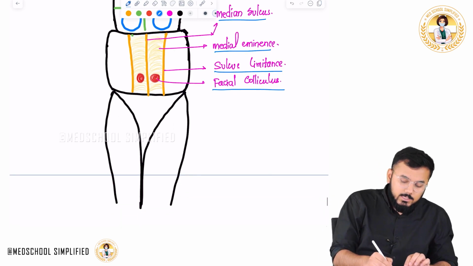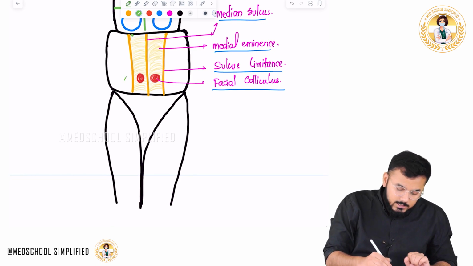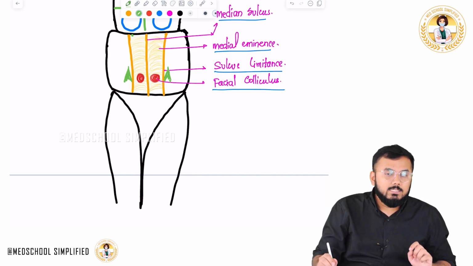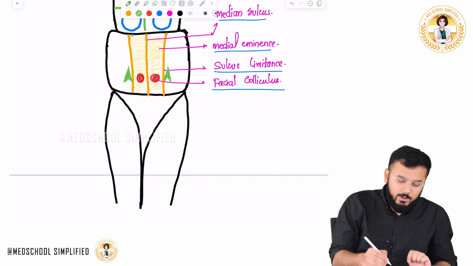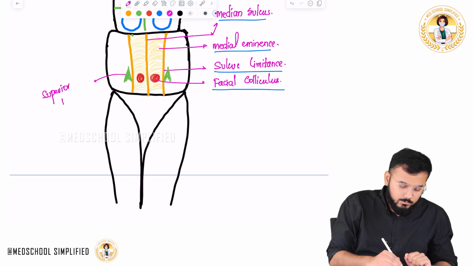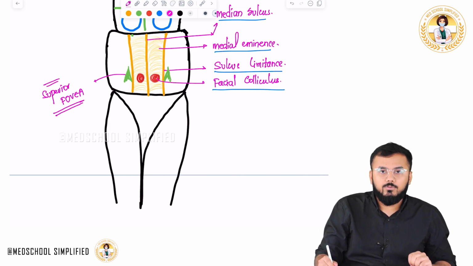And next important thing is that on either side of sulcus limitans, if you carefully see, you have got a triangular shaped depression on either side of the sulcus limitans. This is called superior fovea. Okay, so this triangular depression, or V-shaped depression, is called superior fovea.